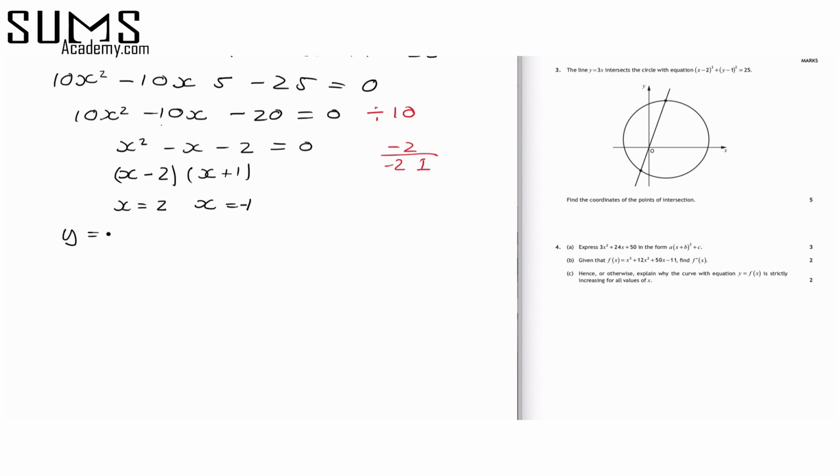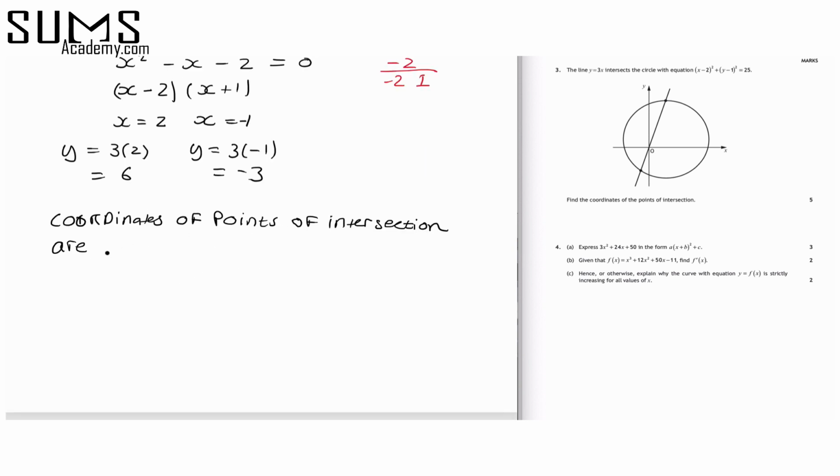So this will be y equals 3 times 2, which is going to equal 6. And then y equals 3 times minus 1, which is going to be negative 3. So the coordinates of the points of intersection are minus 1, minus 3, and 2, 6. If you look over at the sketch here, that seems about right. Minus 1, minus 3 seems believable, and then 2, 6 seems believable. So it's always good to do a little check here to see if your answer makes sense with the diagram.